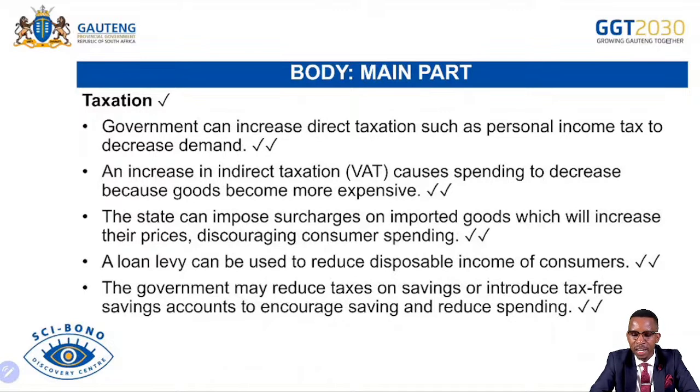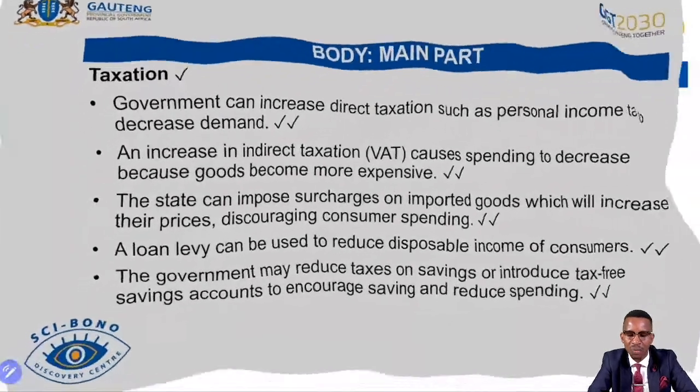Government can increase direct taxes or taxation such as personal income tax to decrease demand. An increase in indirect tax, VAT, causes spending to decrease because goods become more expensive. The state can impose surcharges on imported goods, which will increase their prices, discouraging consumers from spending on imports. A loan levy can be used to reduce the disposable income of consumers. The government may reduce taxes on savings or introduce tax-free savings accounts to encourage savings. So the government can also encourage savings by reducing tax on savings accounts.